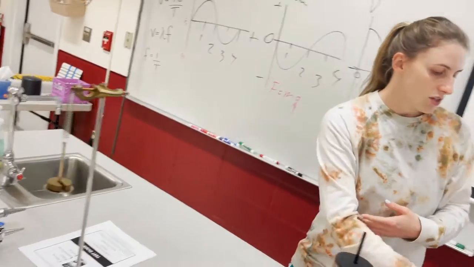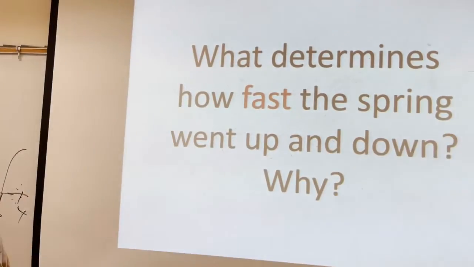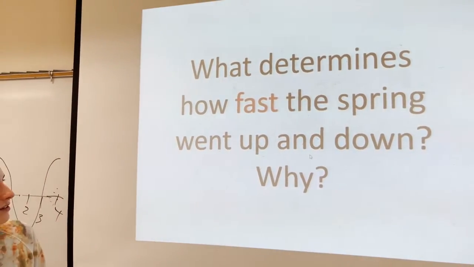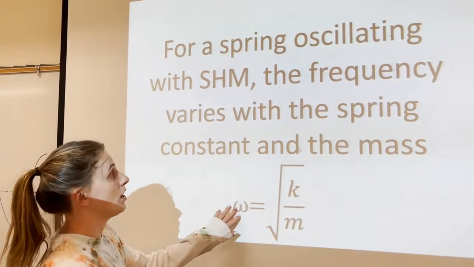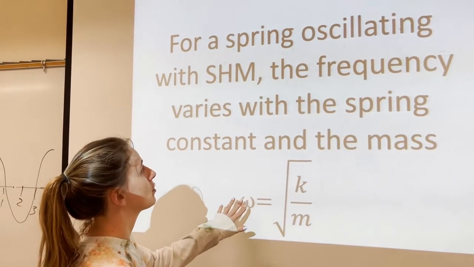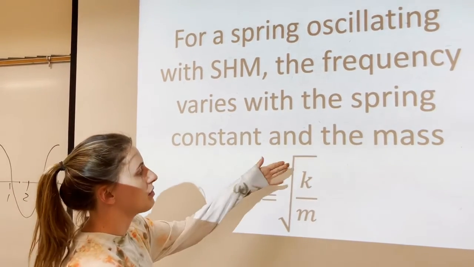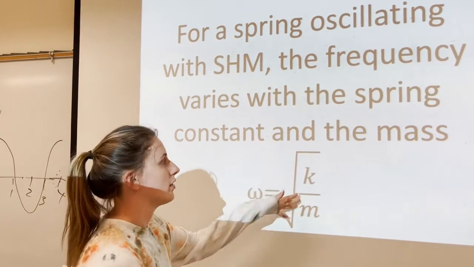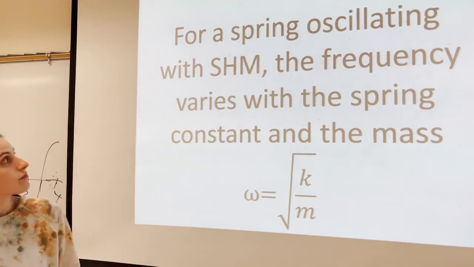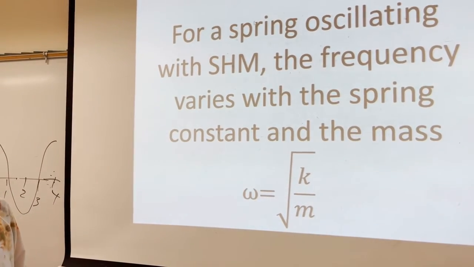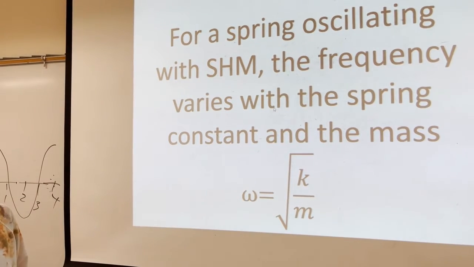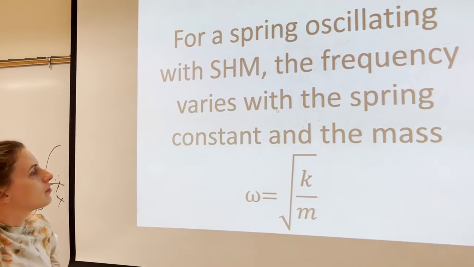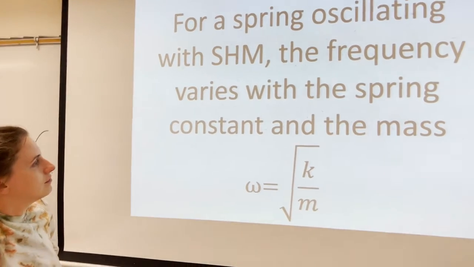So the 2 things that determine how fast it goes, our angular velocity here, are going to be our spring constant and our mass. For a spring oscillating with some amount of motion, it's very likely that you'll get this equation, and you'll come across this on the AP test.